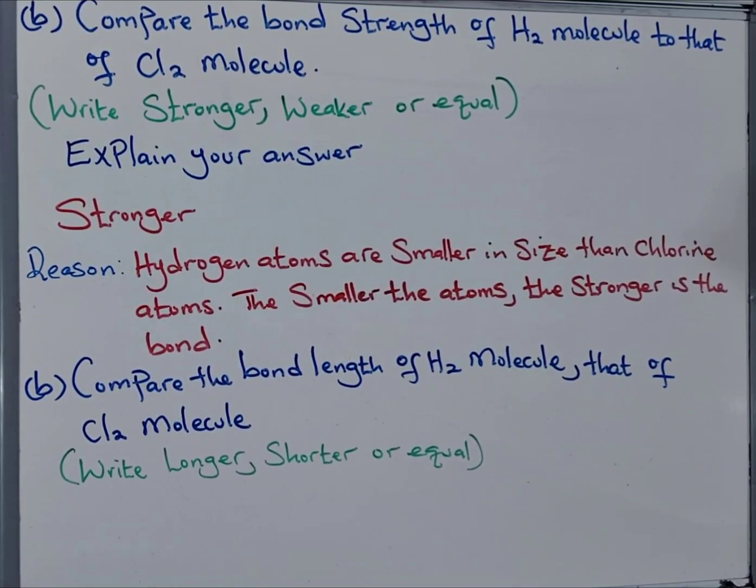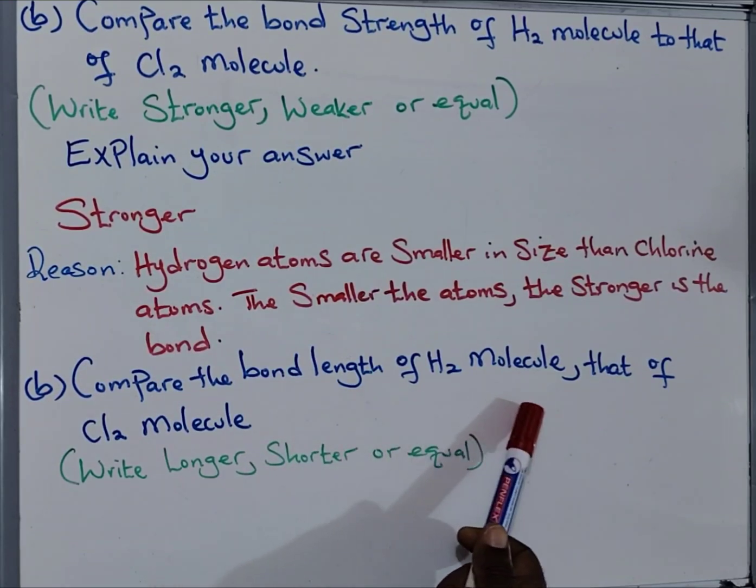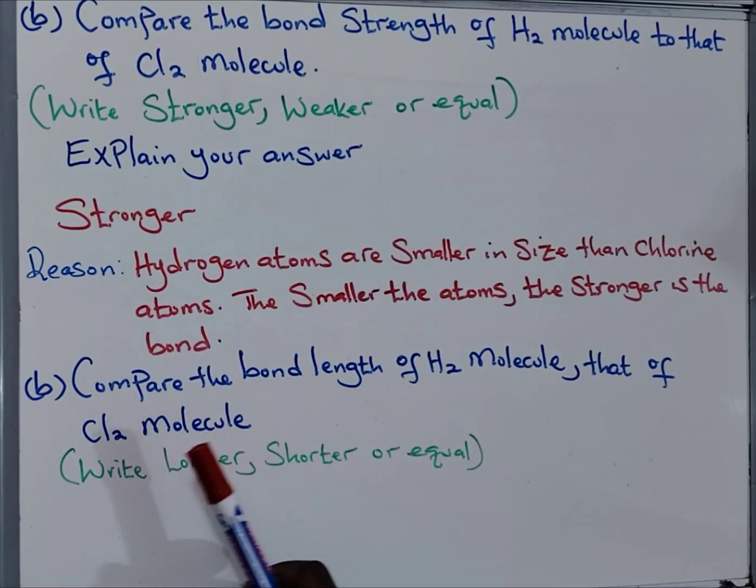Then comes this question. It says, compare the bond length of hydrogen molecule to that of chlorine molecule. Write longer, shorter, or equal. Okay, the answer is shorter. Hydrogen atoms are smaller, so the distance between the two nuclei is smaller. That is it. Shorter.